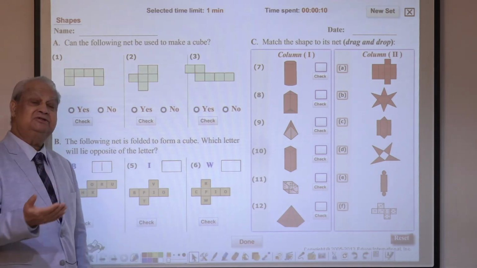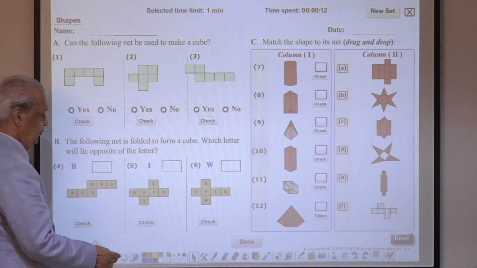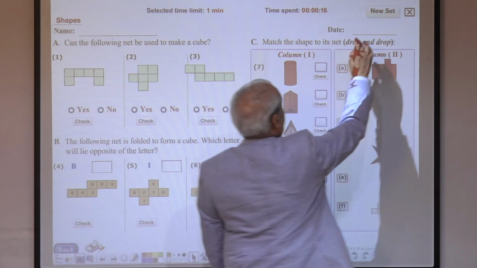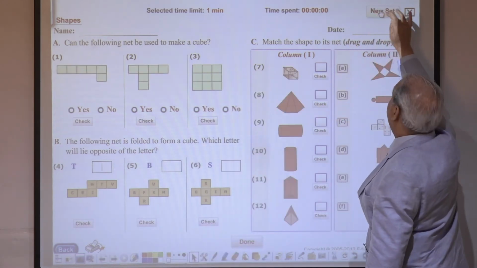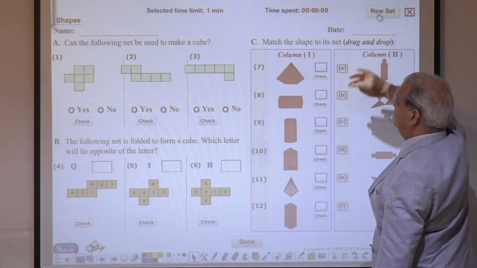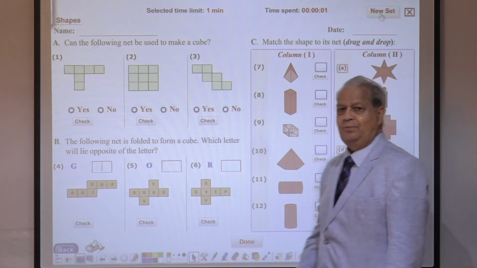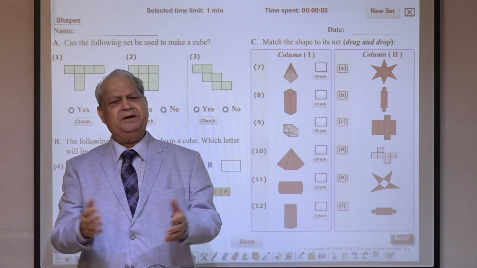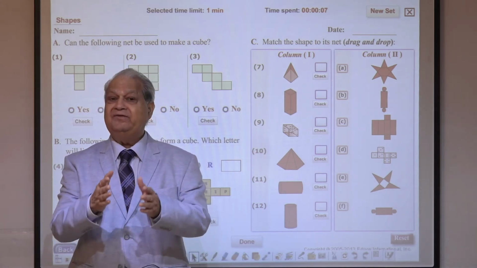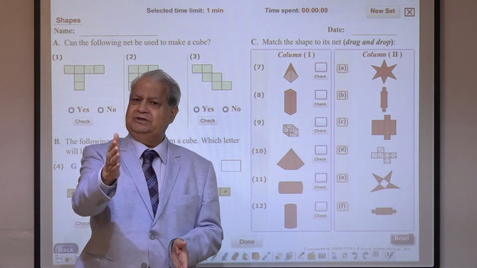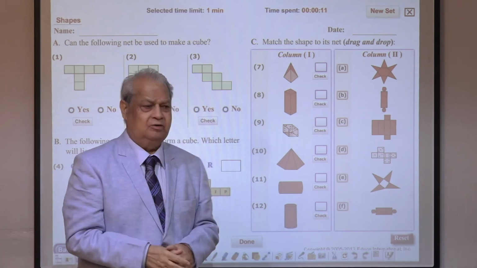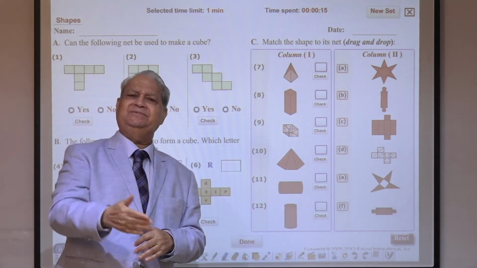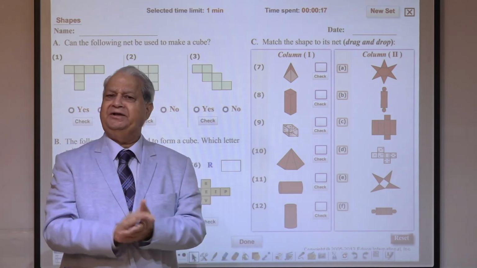And if performance is not good, what do you do? Click on new set, new set, new set. How many new sets? Unlimited. Keep on doing it. And the teacher gives an assignment to the students: I want you to get a 100% score with 10 questions selected, and you do it as many times as you want. Keep on doing it, my dears.